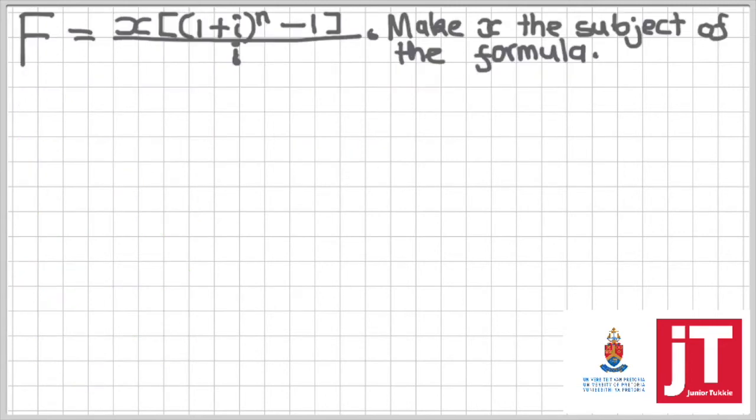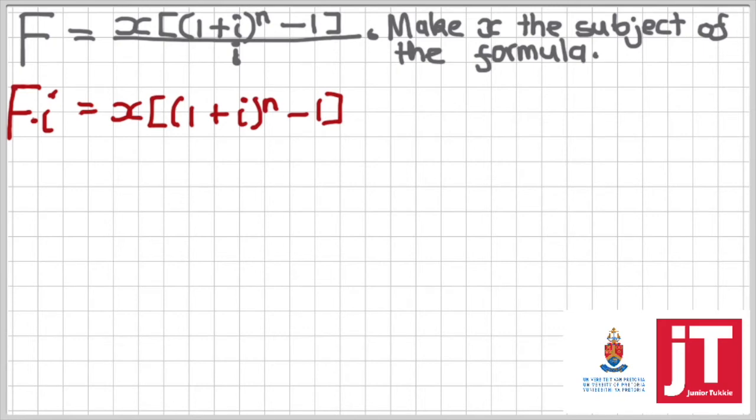I move on. You're given f is equals to x, open bracket, 1 plus i to the power n minus 1, close bracket, over i. Make x the subject of the formula. Again, you're dealing with a fraction. You've got i in the denominator. You're going to multiply by that LCD of i both sides, leading to fi, or f times i, is equals to x, open bracket, 1 plus i to the power n minus 1.